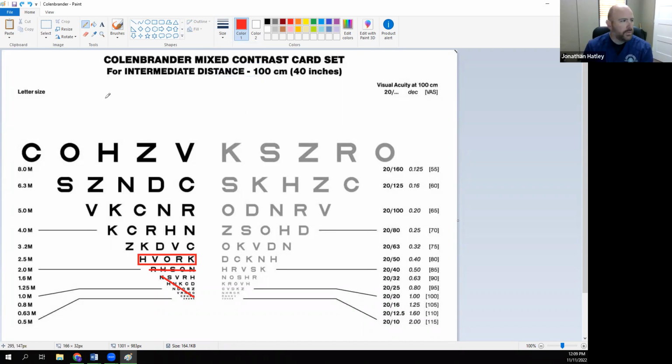So what we're going to do is record the test distance in meters. So we would say 0.37, and then over the optotype size the patient was able to read, in this case, 2.5 M. 0.37 over 2.5 M would be the acuity that we would type into the visual acuity box in Revolution.